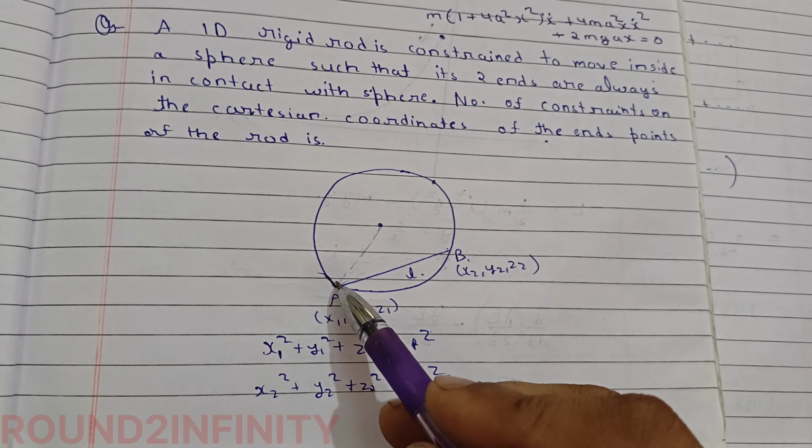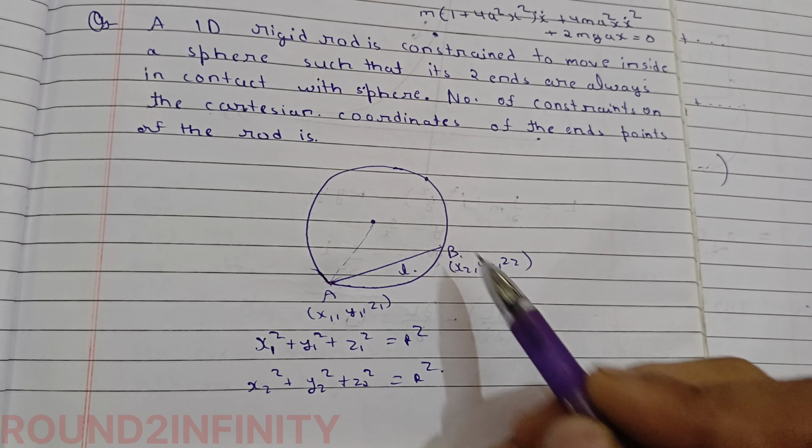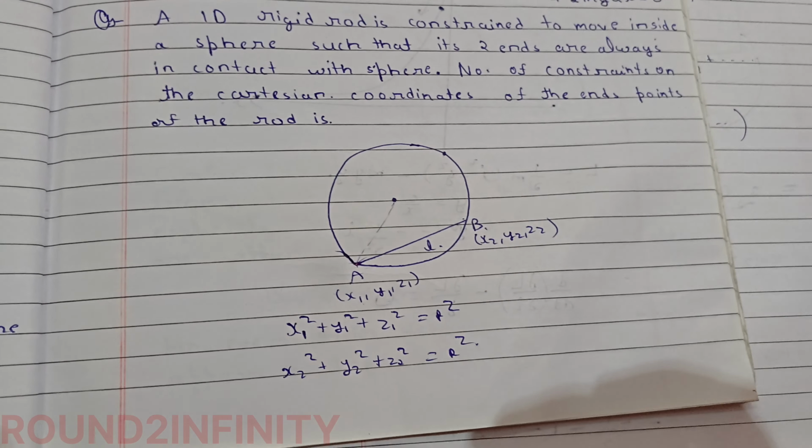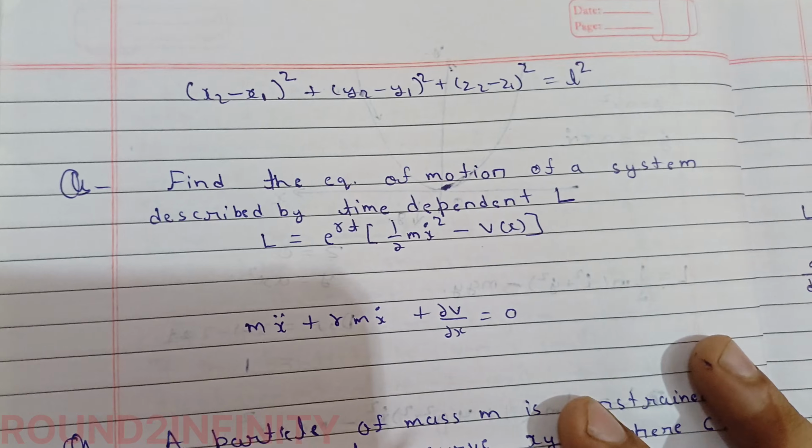Now the third is, this length between A and B always remains fixed, so (x2 minus x1) square plus (y2 minus y1) square plus (z2 minus z1) square will be equal to L square. So we have three constraints, so the answer will be 3.